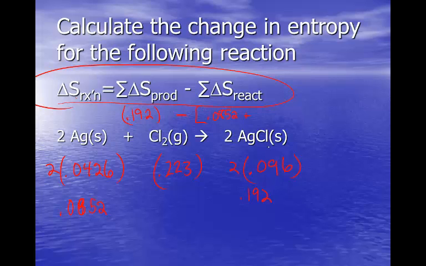Okay, so 0.0852 plus 0.223. And then we subtract all that. So 0.192 minus 0.0852, which was added to 0.223. Close that, and I get negative 0.1162.